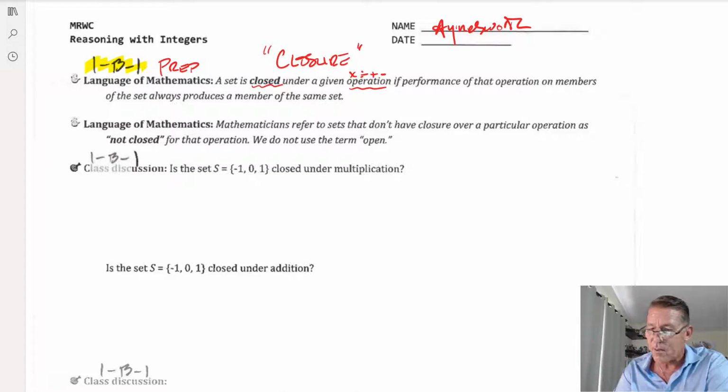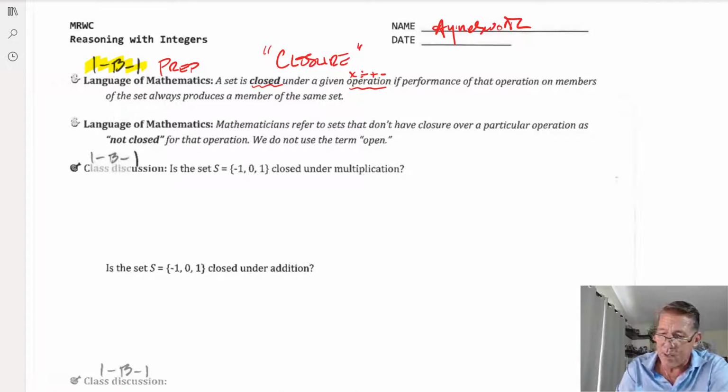So we say a set is closed under a given operation, no matter what it is, if performance of that operation on members of the set always produces a member of the same set. Okay, if it produces a number in the same set under that operation, it's closed. Okay, if it's not, then we say it's not closed.